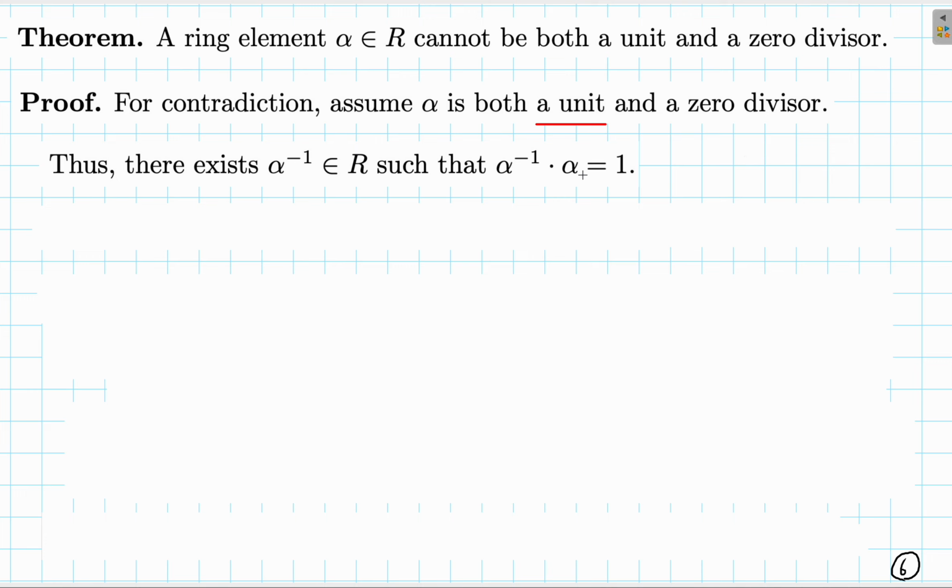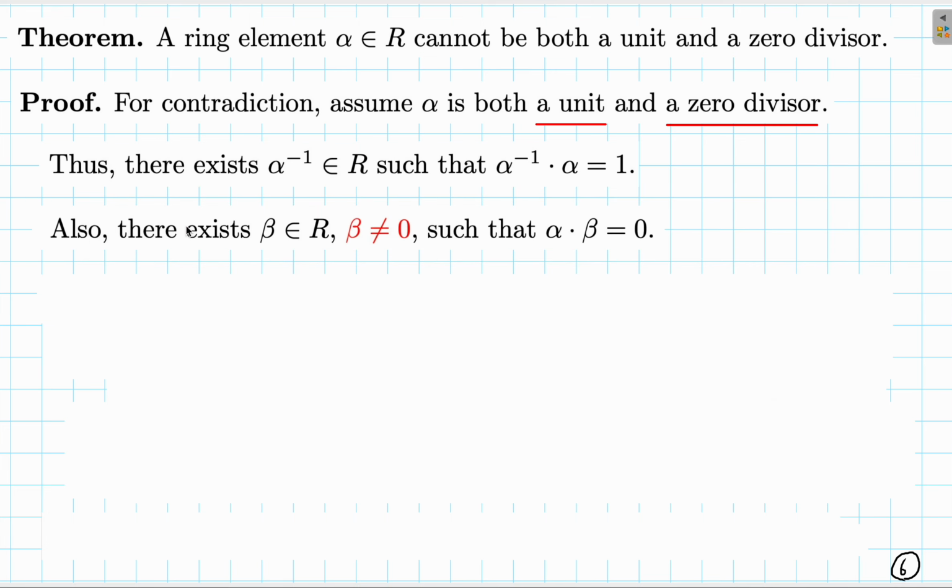And next, let's decipher what it means for alpha to be a zero divisor. That means there exists an element beta in ring R that's not equal to 0 such that alpha times beta is equal to 0. In other words, alpha and beta are non-zero elements that multiply together to be 0. That's what it means for alpha to be a zero divisor.